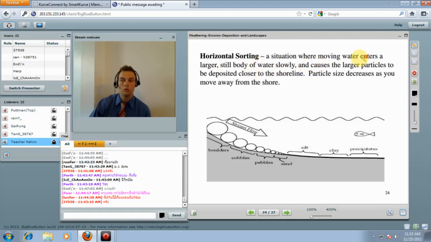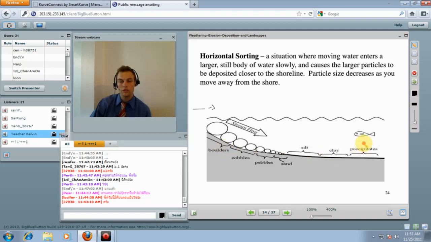This is where moving water enters a larger, still body of water slowly and causes larger particles to deposit closer to the shoreline. So this fast river hits this big lake and slows way down. The largest boulders stop. As soon as it slows down, they just get left behind right here. And then as it slows down, it can only transport smaller and smaller particles.